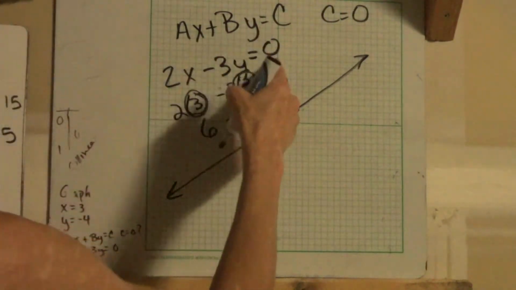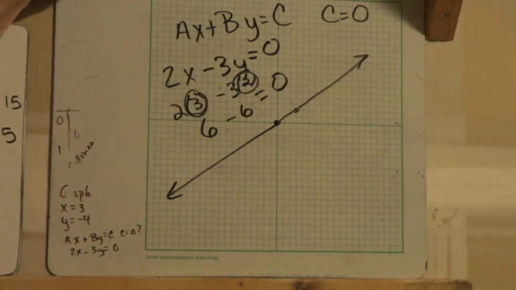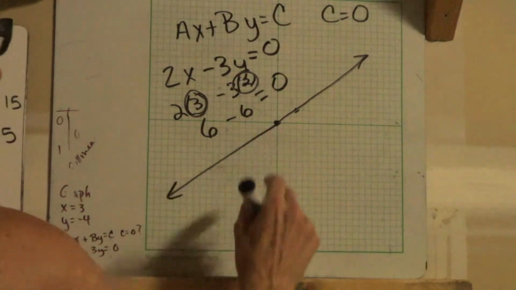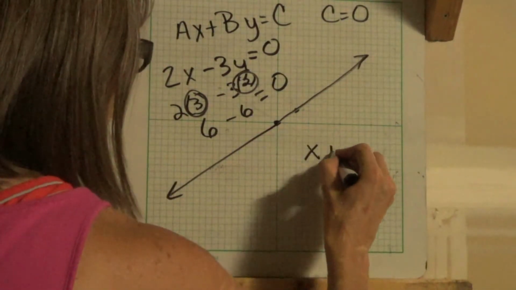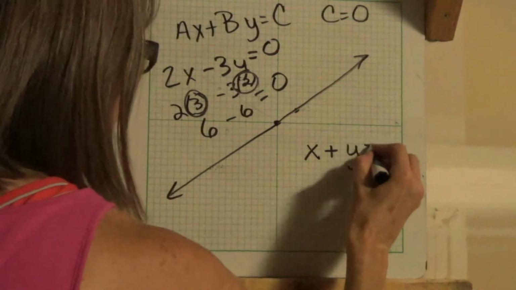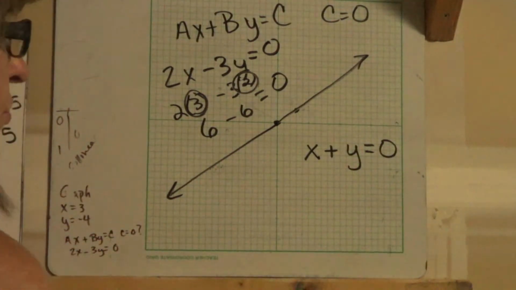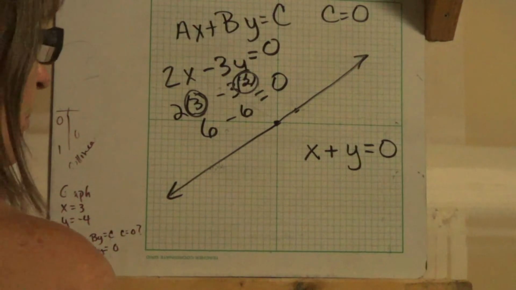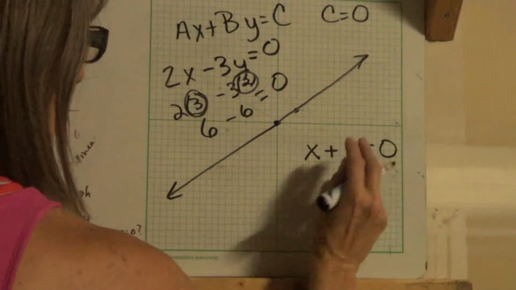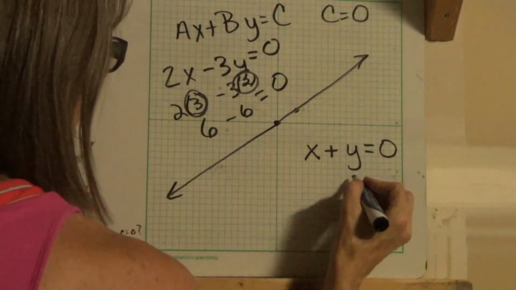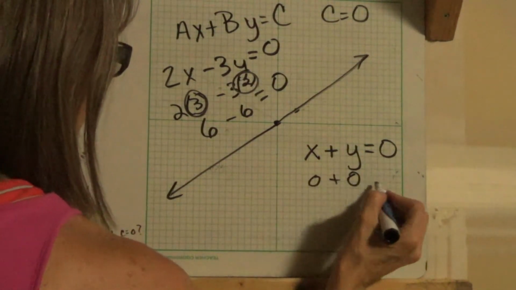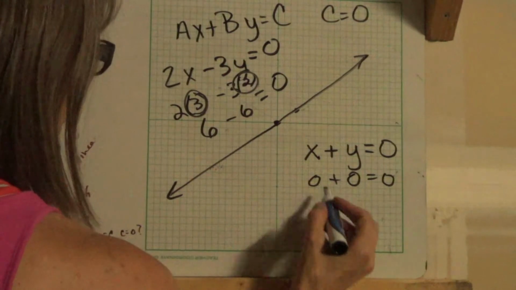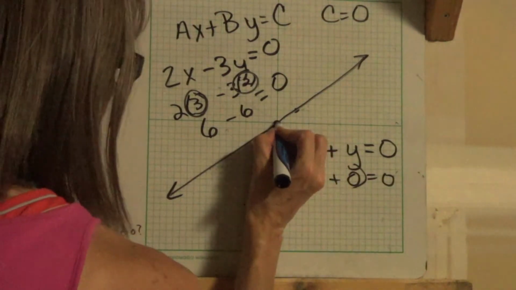Anytime you have an equation set to 0, you're going to have this where it goes through at 0, 0. Let me show you again. Let's do x plus y equals 0. If we wipe out this y, if we put 0 in for y, we have to have 0 for x, because 0 plus 0 equals 0. So that's how we know the point is 0, 0 again.